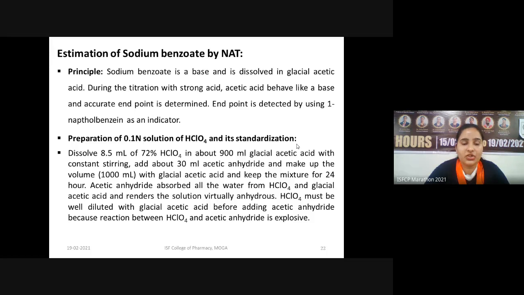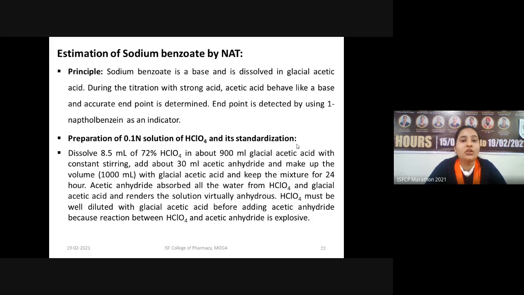Next is the principle which is involved in the estimation of sodium benzoate by non-aqueous titrations. The principle is that sodium benzoate is a base. We know that sodium benzoate acts as a base. So the solution of the sodium benzoate is prepared by dissolving it in glacial acetic acid.